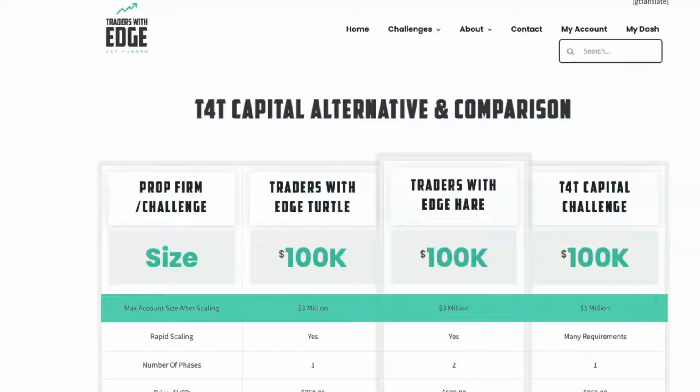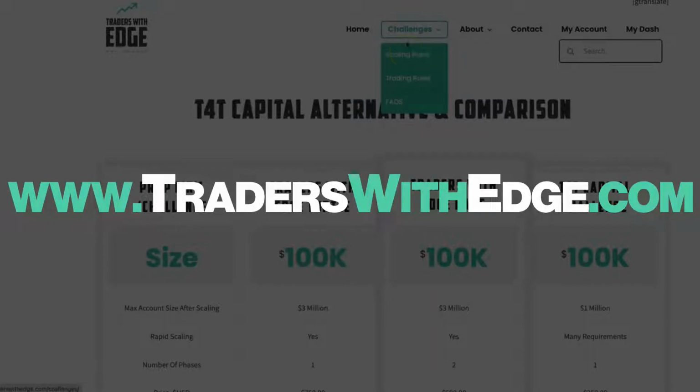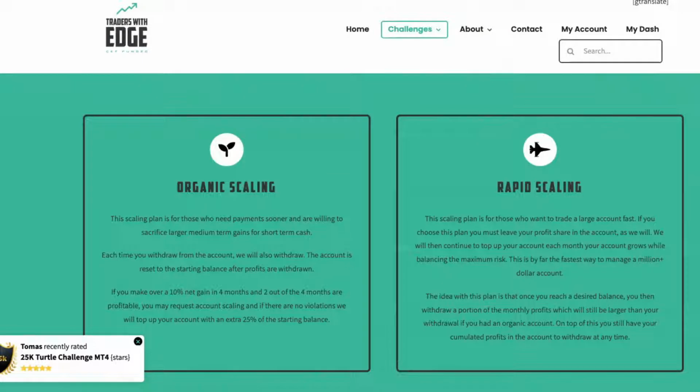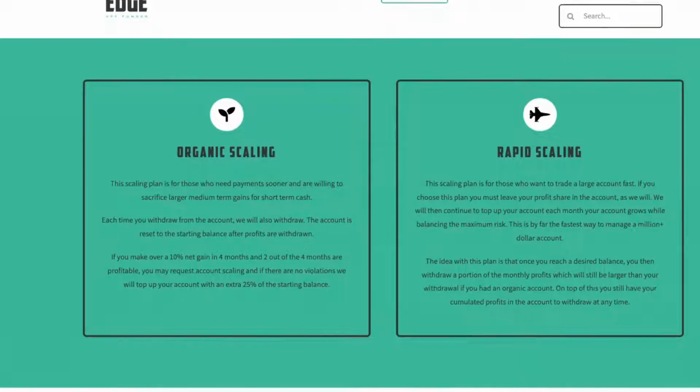It's worth noting that with Traders with Edge, to receive account scaling, you just need to pass some simple parameters. So if you're on the website traderswithedge.com, you go to challenges and scaling plans. What you'll see is a page that looks like this. You can see we've got the organic scaling plan and the rapid scaling plan. Now, with the organic scaling plan, if you make 10% net gain or more in a 4-month period and 2 out of the 4 months are profitable, then we'll increase your account by 25%.